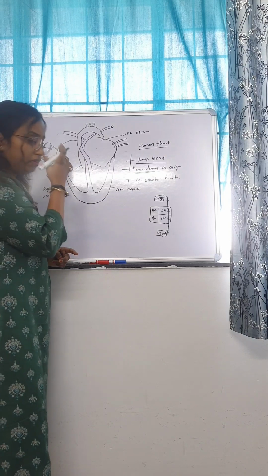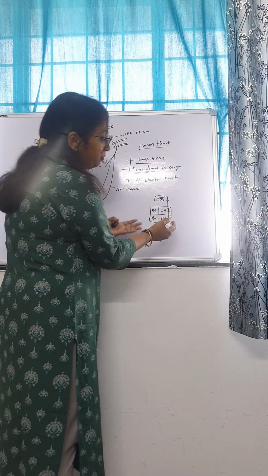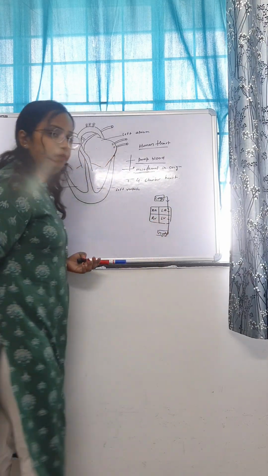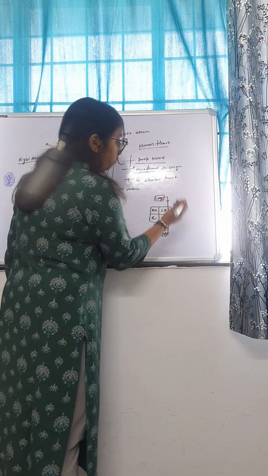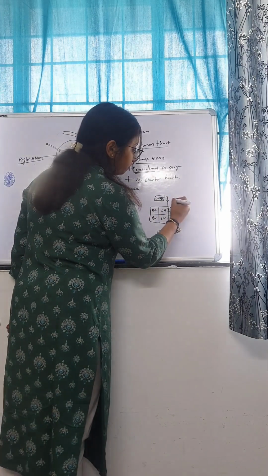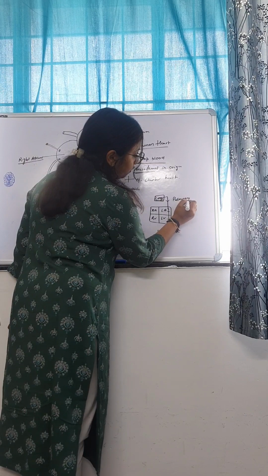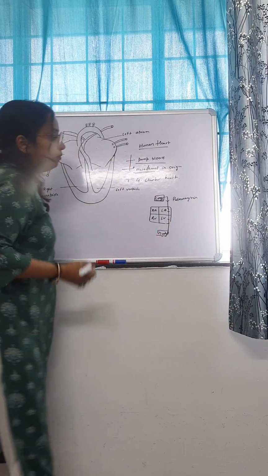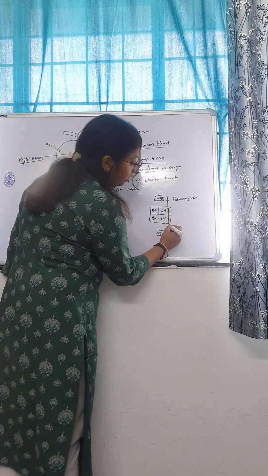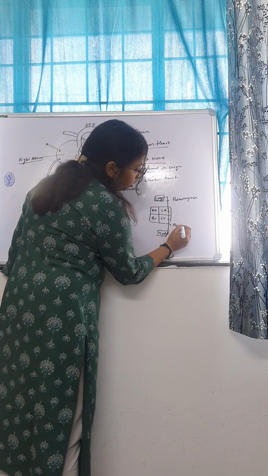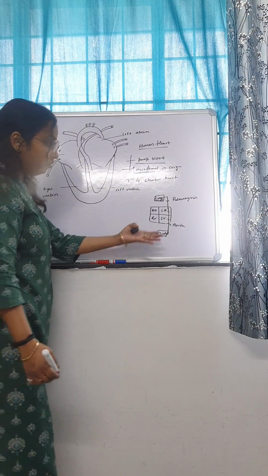So you can remember from this: from lungs, where does blood come? Left atrium, from left atrium to left ventricle and from left ventricle to body. From lungs, through what does it come to the left atrium? Through the pulmonary vein. The pulmonary vein brings blood to the left atrium. The left atrium gives blood to the left ventricle, and the left ventricle gives blood to the aorta. And the aorta supplies the oxygenated blood to the body.